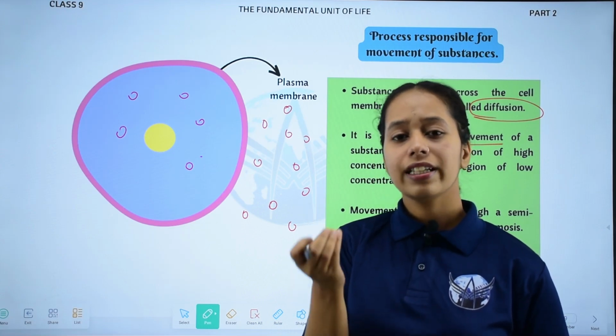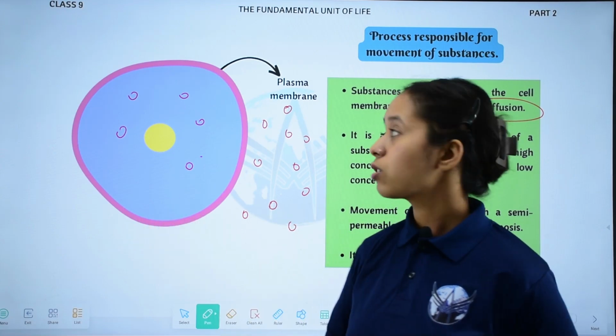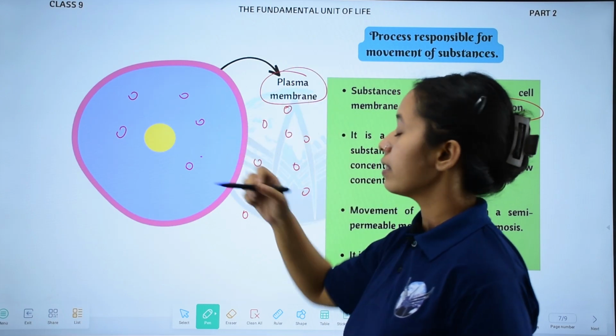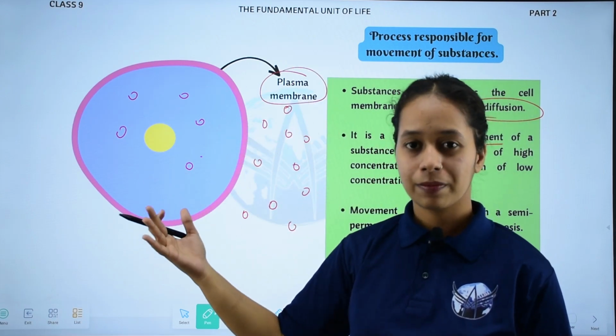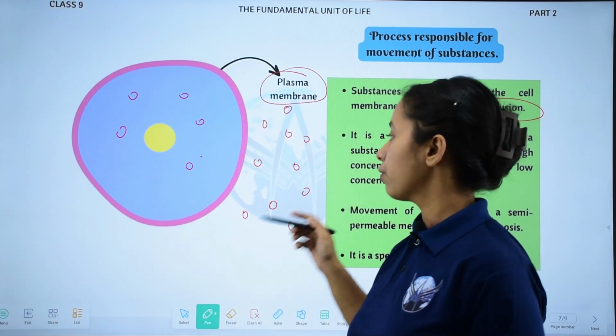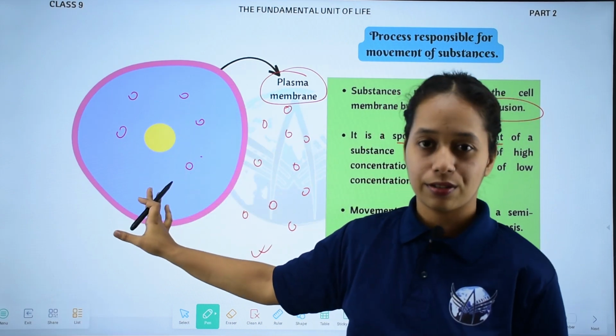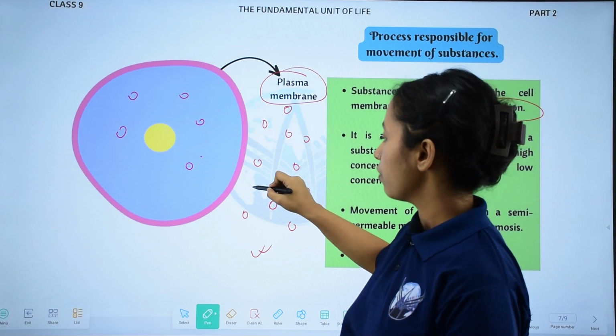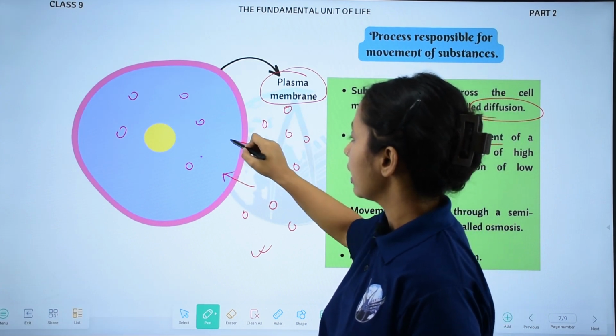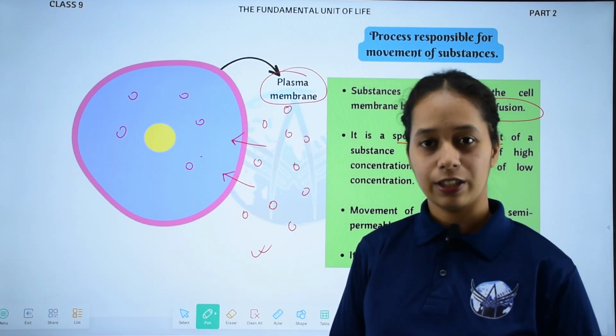Now, water is something that a cell requires. So the plasma membrane will allow water to move from a region of higher concentration to a region of lower concentration. So water will be moving from outside the cell to the inside of the cell.